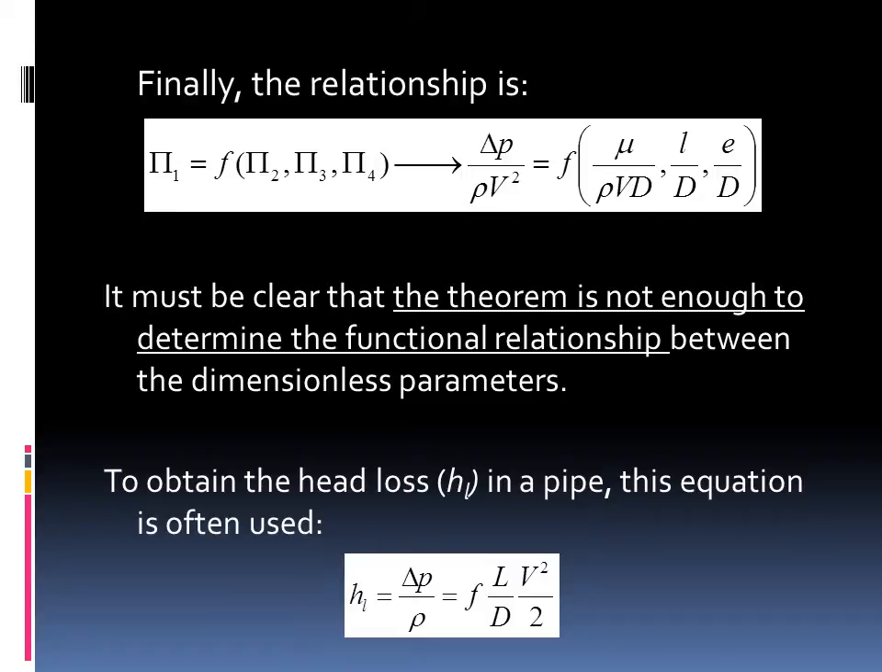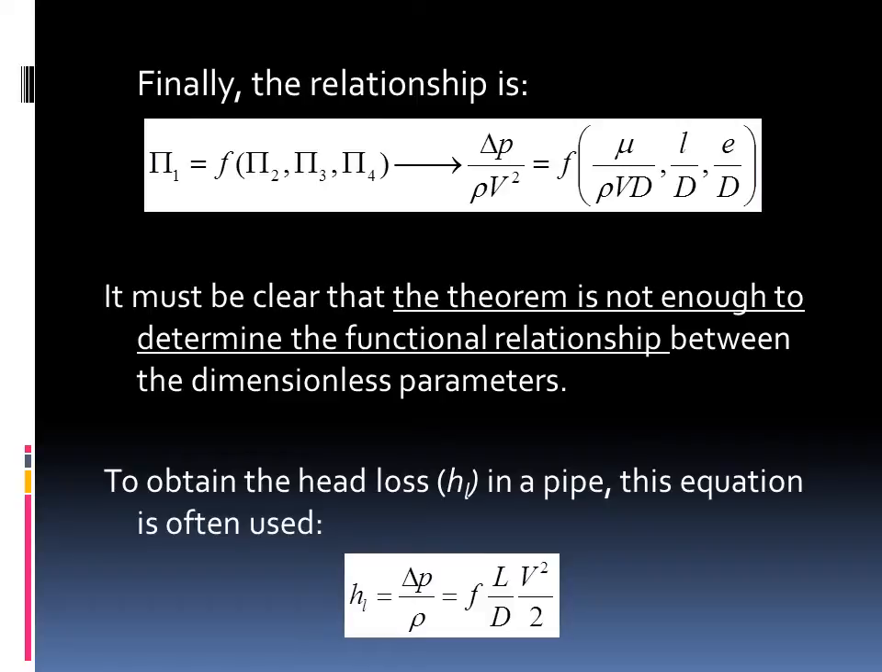Thus, the relationship is the one that follows. It must be clear that the theorem is not enough to determine the functional relationship between the dimensionless parameters. It must be determined experimentally. In fact, this relationship correlates the experimental data well.